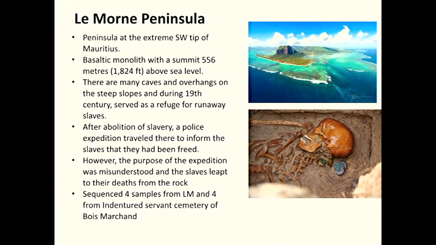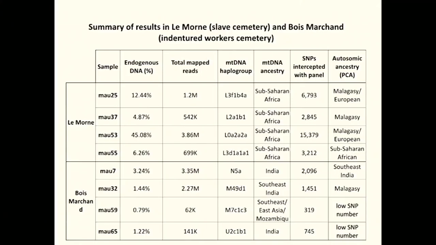And so remember, right, when we think about ancient DNA, we always think about the ideal climate for preservation, which is, you know, like Siberia, cold and dry, right? It's not supposed to be hot and wet. So the fact that we're getting DNA out of the tropics in the first place is actually a pretty good achievement. And then secondly, now we're looking at this complex issue of admixture. Again, to make a long story short, we have four samples from the slave cemetery, four samples from the indentured servant cemetery. Here, as you can see, is the amount of DNA we're able to get after enrichment.